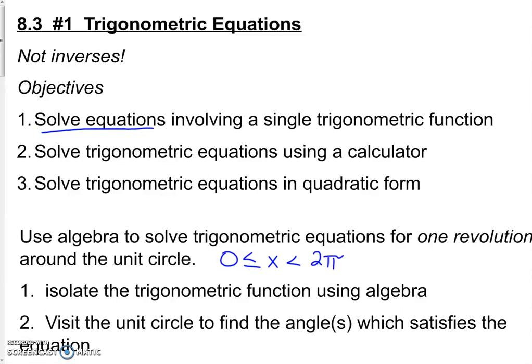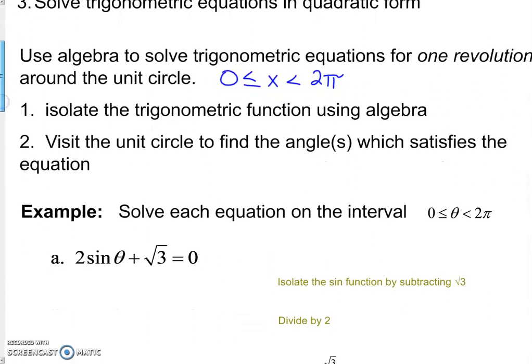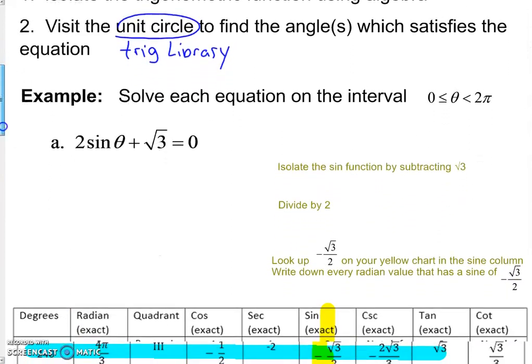Notice it does not include the 2 pi, so you will not have 2 pi as an answer, but anything and everything up until that point. Our goal is to isolate the trigonometric function and then use the unit circle, the trig library. So when it says visit the unit circle, that means we're going to use the trig library to find the angles which satisfy the equation. Some of these may only have 2 answers, some may have 1, some may have 3. They can have up to 4 answers, 1 in each quadrant.